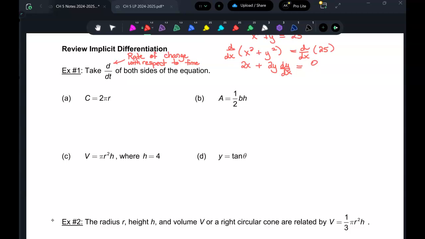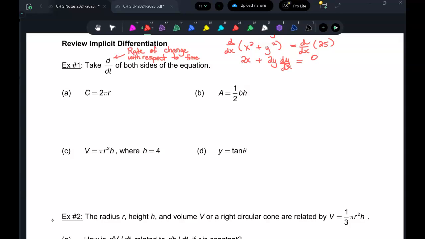So here I have some formulas where I just want you to take d dt of both sides. Is it just going to be d dx, but with a different variable instead of x? Exactly. Now, when we did implicit differentiation previously, we had something in terms of x. Now, we're never going to have a t in our equation. We're always going to have different variables. So when we take d dt of C, that's just dC dt.